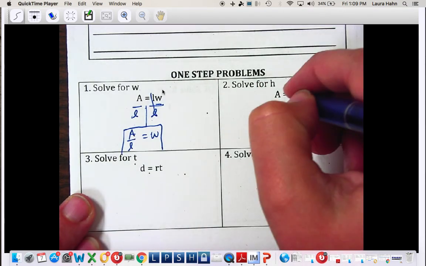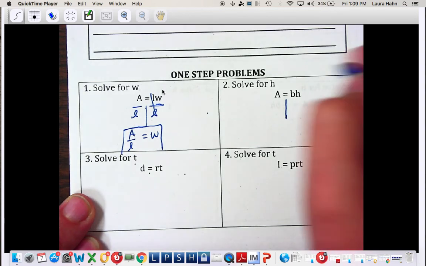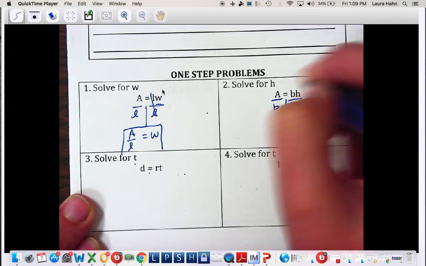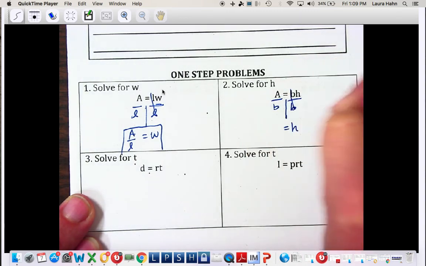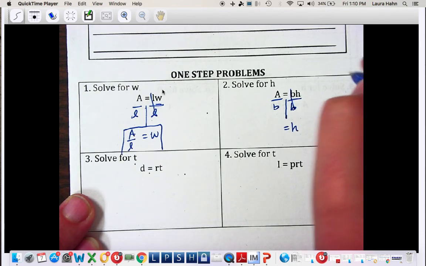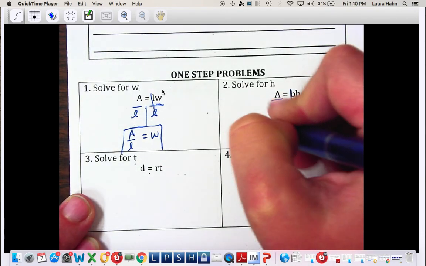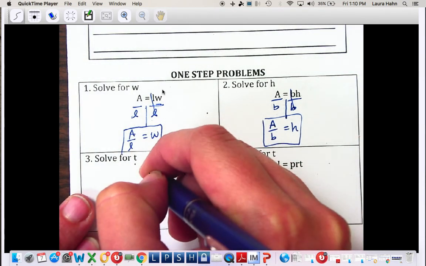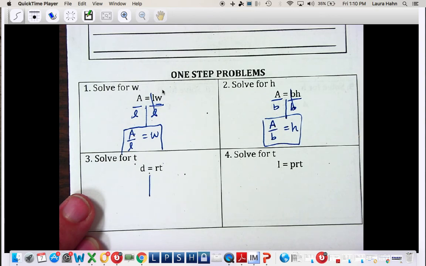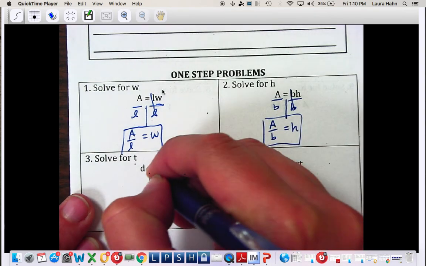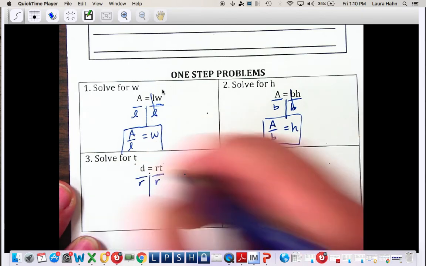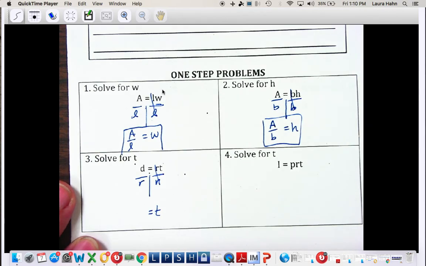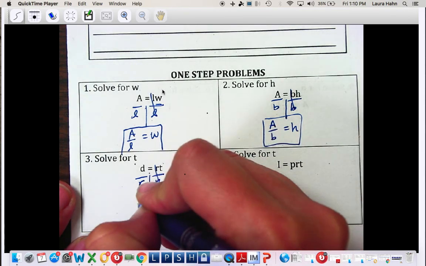Okay, on number 2, we're trying to get H by itself. So the only thing by the H is that B. They're touching, so to get rid of that, I'm going to divide. My B's cancel, so H falls down. On the other side, A divided by B, I can't do anything to that, so that's going to drop. Okay, solve for T. We have to get rid of the R. They're touching, which means multiply. The opposite is divide. R's cancel, so T drops down by itself. On the other side, D divided by R, I can't do anything, so it just drops.